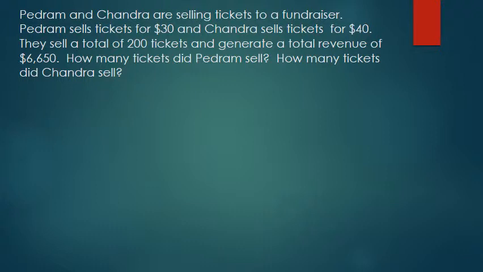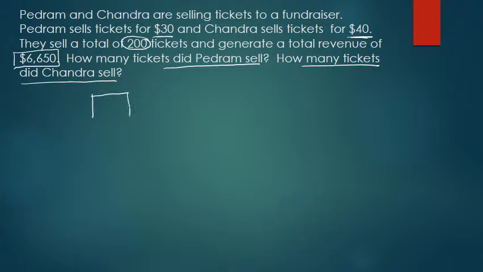Okay, so in this problem, we have two things that we're solving for. So we have two variables, which means we have a system of equations. We also have price per ticket for the ones that Padram sold, and price per ticket for the ones that Chandra sold. We also have the total number of tickets sold and the total amount made from the tickets. So this is another box equation.